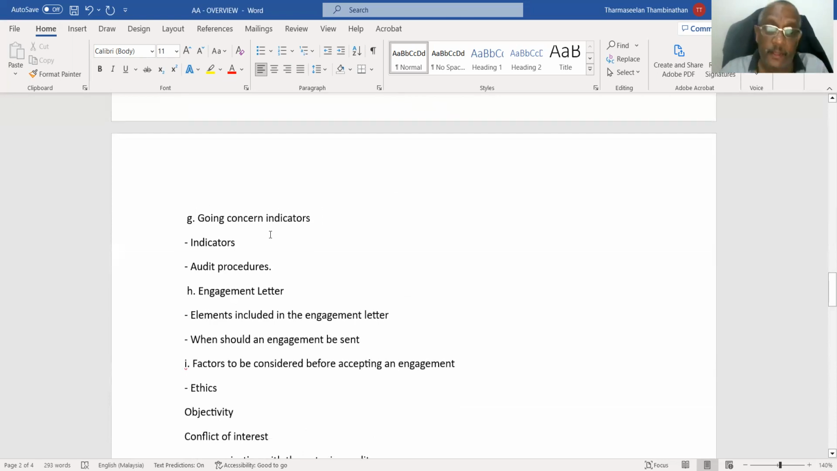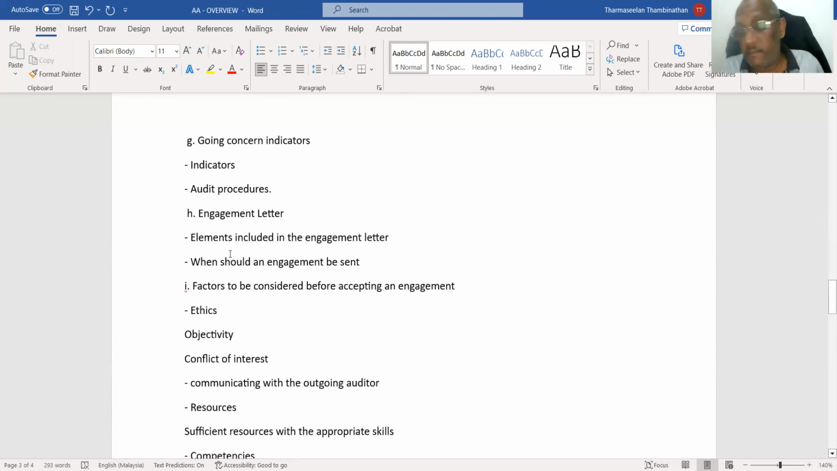Going concern, they could ask you something on indicators and audit procedures. Now, when we speak about audit procedures as far as going concern is concerned, it would be focused on your cash forecast. Yes, most of your marks will be audit procedures on your cash forecast.